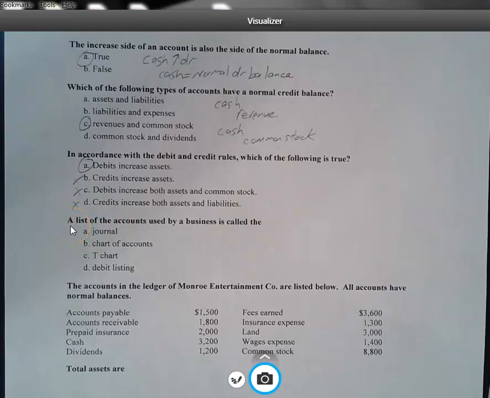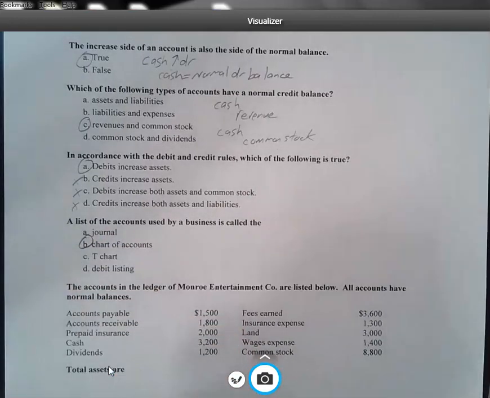Next, it says a list of the accounts used by a business is called what? A list of the accounts, that's right here, is a chart of accounts. We could have called it a list of accounts, but instead we called it the chart of accounts.